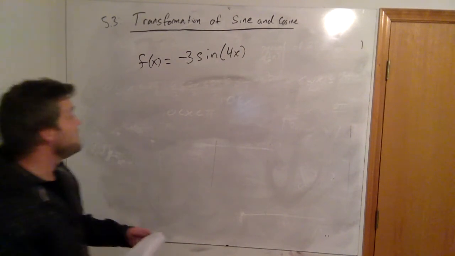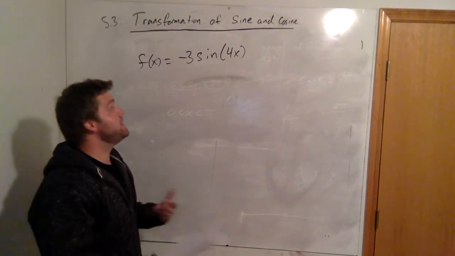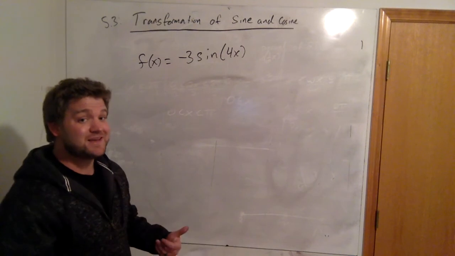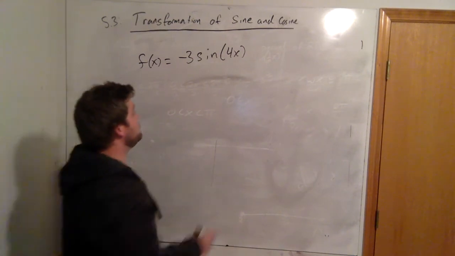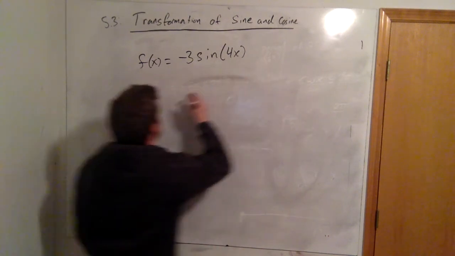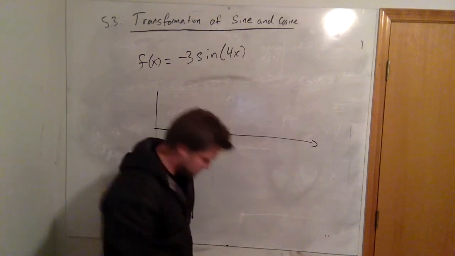Okay, let's do it. Now, just like in the last video, the main things I'm usually going to be paying attention to from the beginning are where the equilibrium is and what the amplitude is. Well, first of all, notice I'm not adding anything to my function, so I still have an equilibrium at 0.